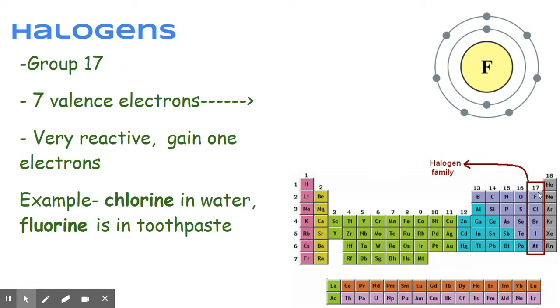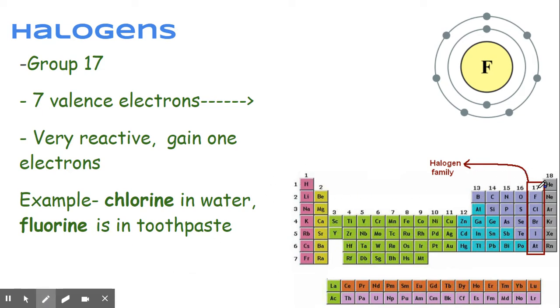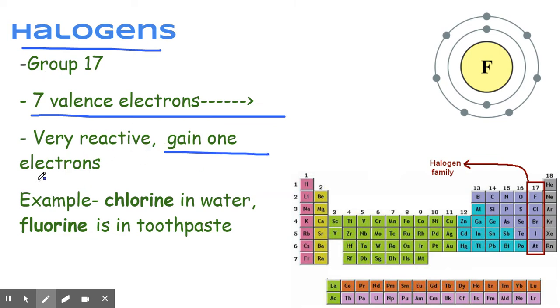Now we have the halogens, group 17. Okay, all of these have 7 valence electrons. So remember, for following the trend, we go 1, 2, skip 3, 4, 5, 6, 7. So it's almost like you can just ignore that 1. So these have 7 valence electrons. They're called the halogens. They're group 17. They're very reactive, and they react by gaining 1 electron.